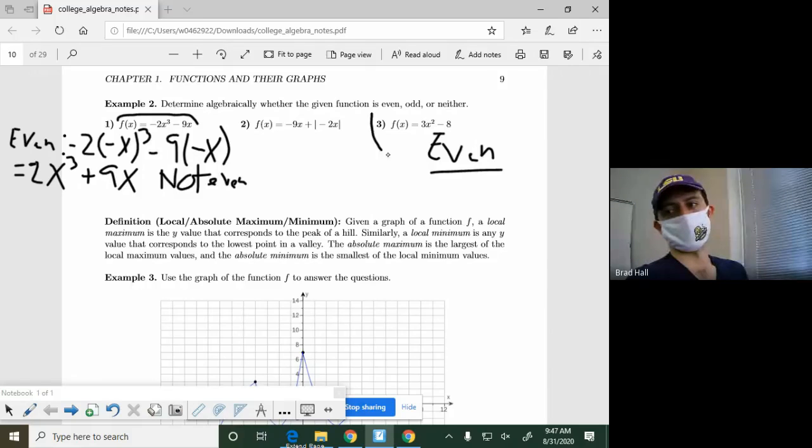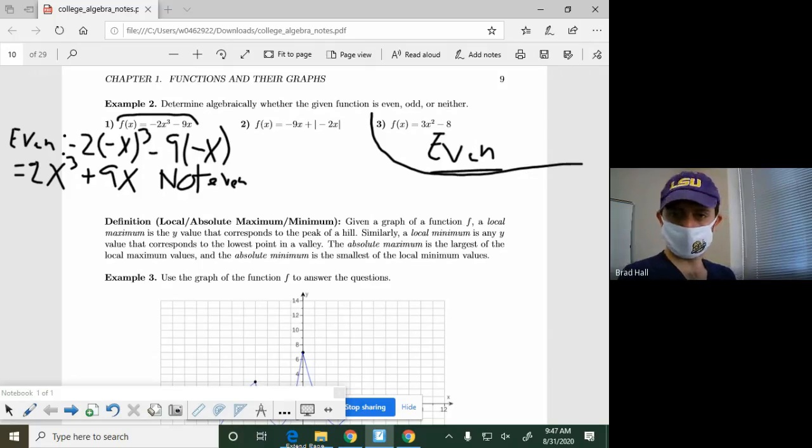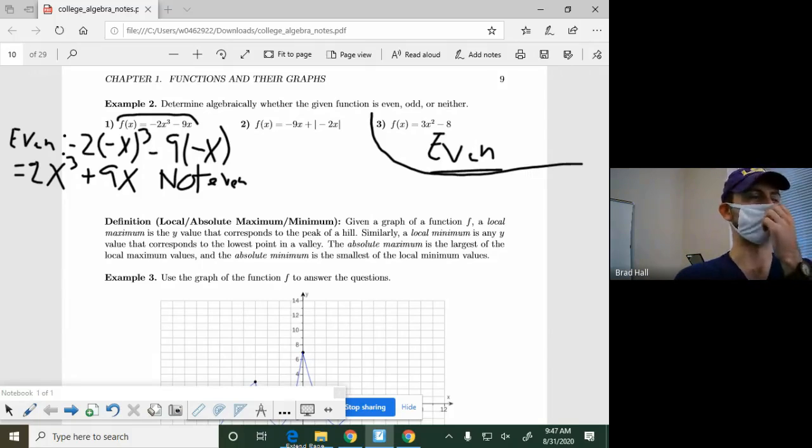So that might be something you might want to check on your own. But let's check odd, because remember, there's odd. So we found out it's not even. But if you may remember from your homework, there's 3 choices. One was even, evens out. There's odd, and then there's neither. So naturally, we need to check odd.